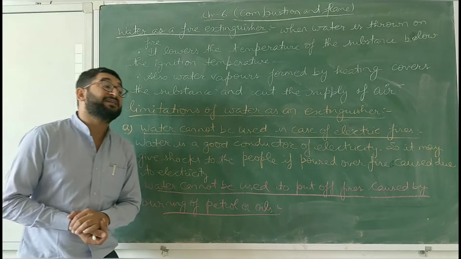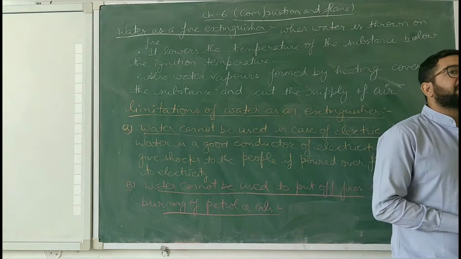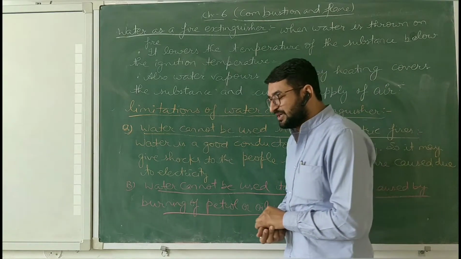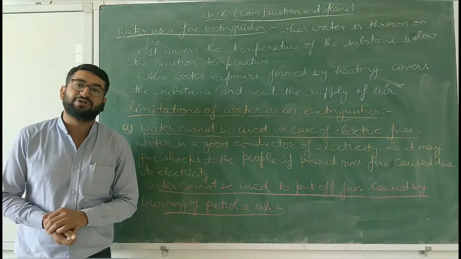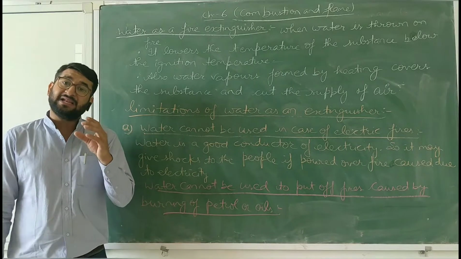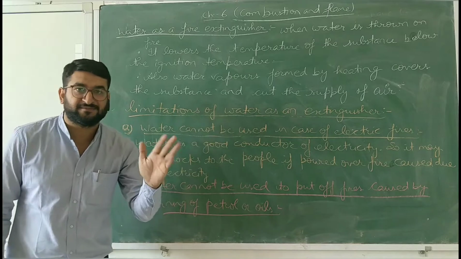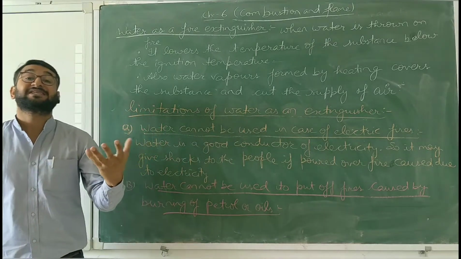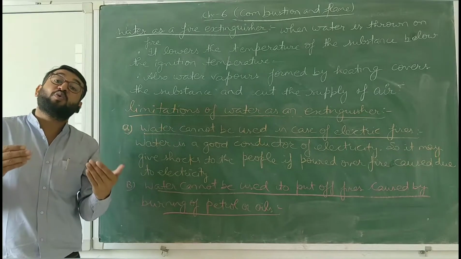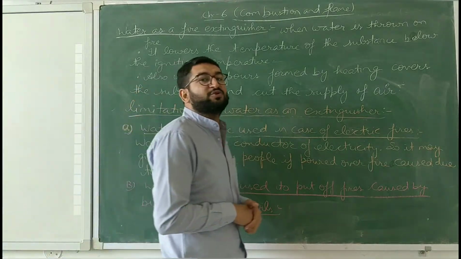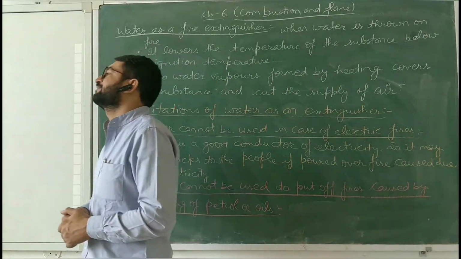The third one is the attainment of ignition temperature. What is ignition temperature? The minimum temperature at which a substance catches fire is known as ignition temperature. For a substance to catch fire, attainment of that temperature is a must. Some substances have low ignition temperature and some have high. That's why petrol burns quickly as compared to kerosene and wood. Why? Its ignition temperature is low.